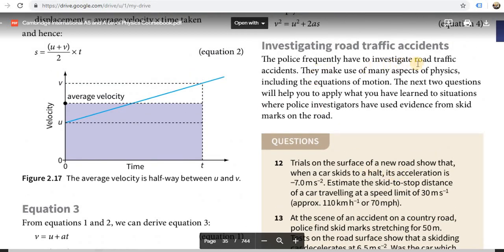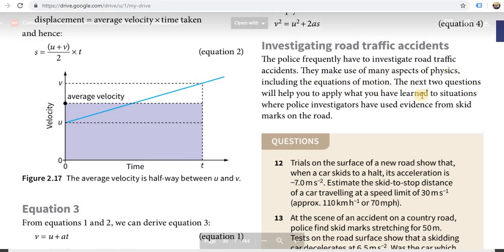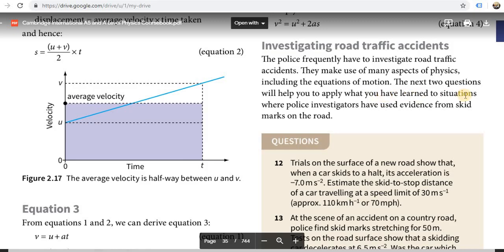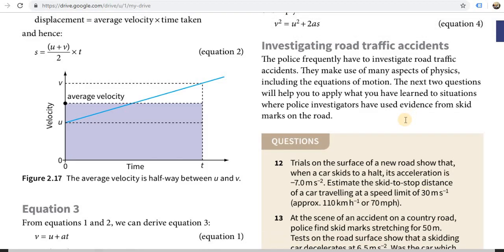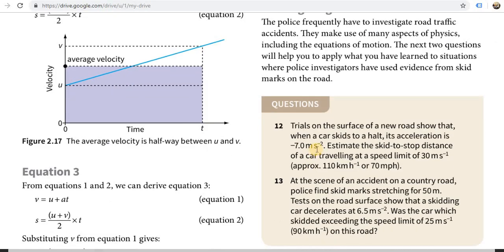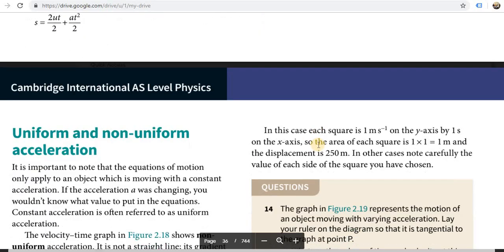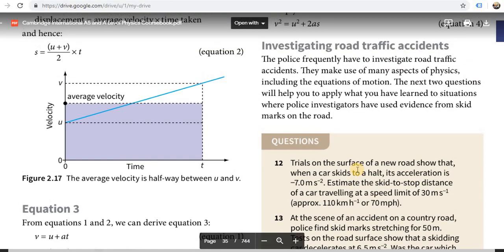The police frequently have to investigate road traffic accidents. They make use of aspects of physics, including the equations of motion. The next 2 questions will help you to apply what you have learned to situations where police investigators have used evidence from skid marks on the road. Skid marks appear once the brakes are applied and the wheels are locked. You will see the black marks from the tires on the road, those are skid marks. So you can try to answer these questions. When you do these questions, you will understand it.